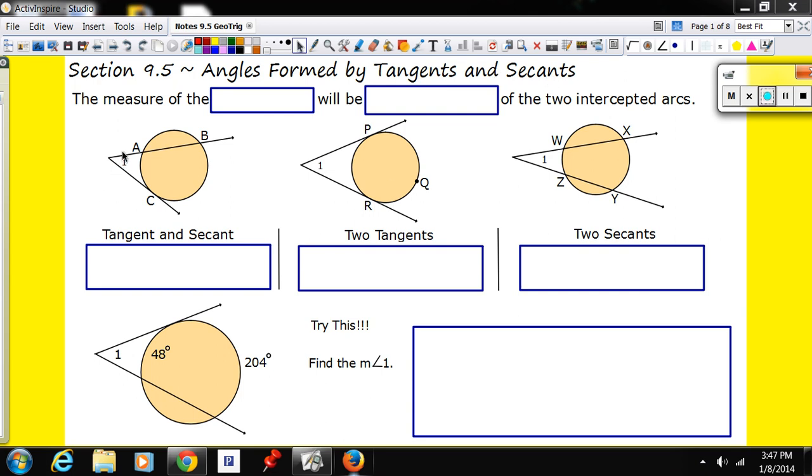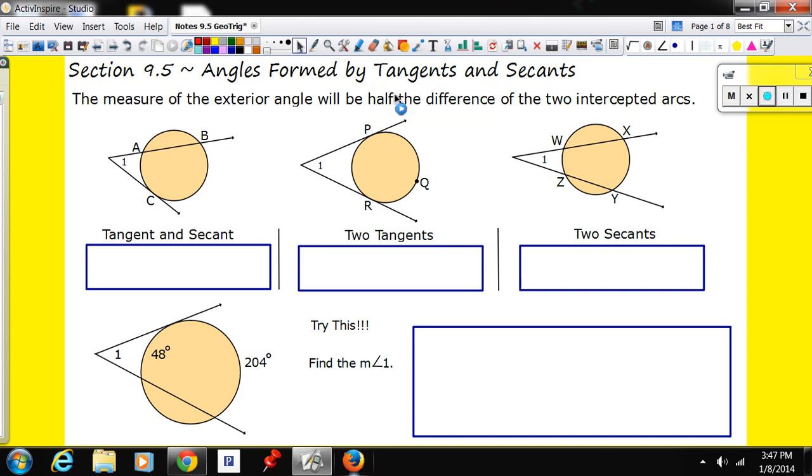So the angle has to be outside the circle because you're going to have a tangent, which is of course outside. Secants can go through it, so your angles are going to be outside the circles. The measure of the exterior outside angle will be half the difference of the two intercepted arcs. So you think about that as you're writing it down, half the difference. You've got to subtract and then cut it in half, the two intercepted arcs.